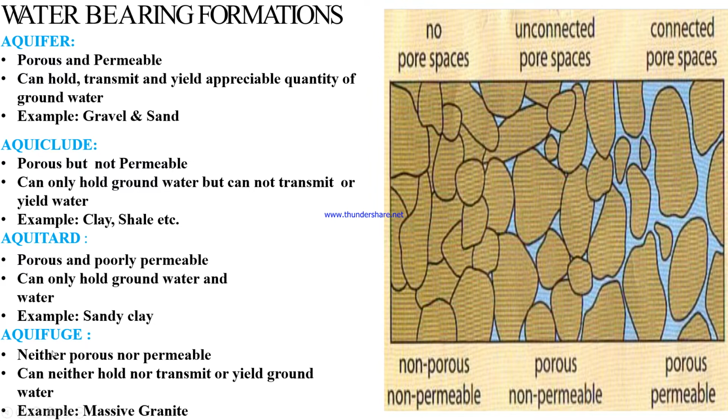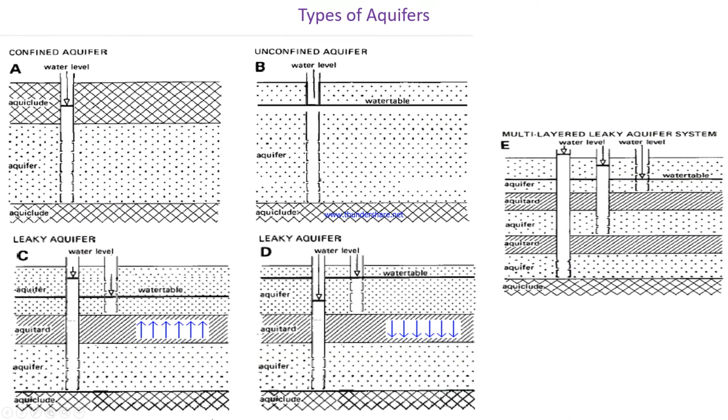Aquifuge is like granite, a solid substance, which doesn't have any pores, any interconnectivity between the pores, nothing. It is like solid, massive granite. These are the types of aquifer: confined aquifer, unconfined aquifer, leaky aquifer, multi-layered leaky aquifer.